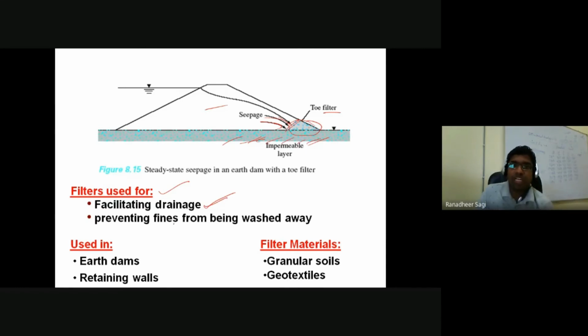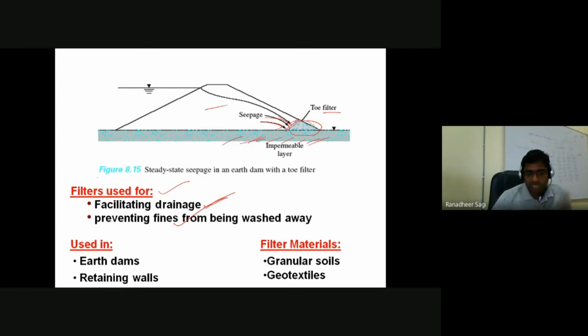And next is preventing fines from being washed away. I have said already, the purpose of the filters or drains you are trying to provide is to take care of two things. One is to allow the water seepage properly, without having any issue. And second, there should not be any escaping of fine grained particles. So that's how your filters are to be properly designed.